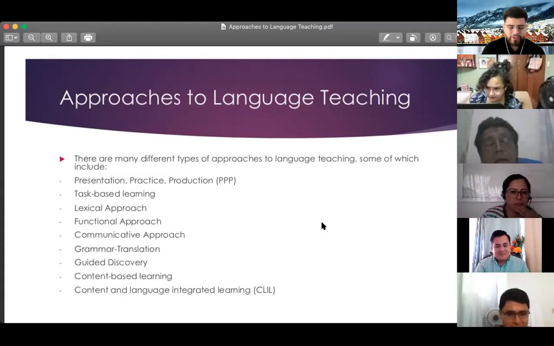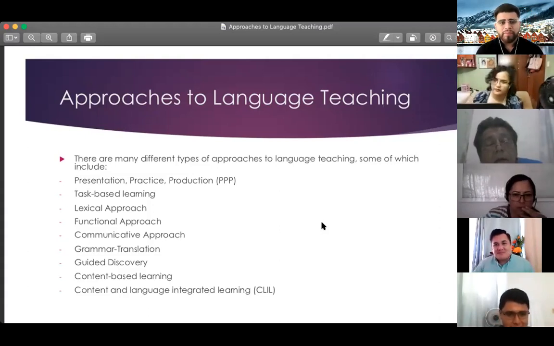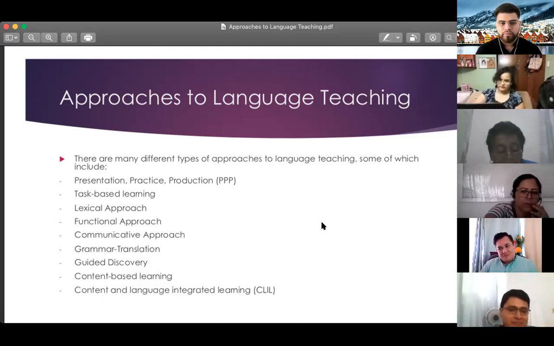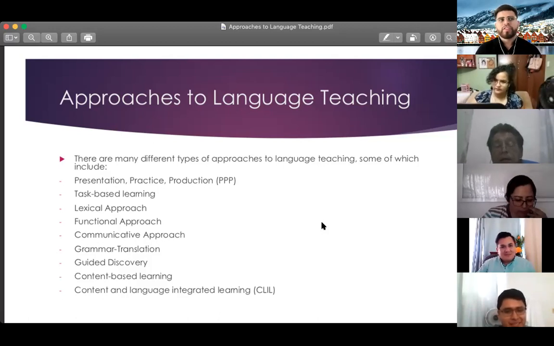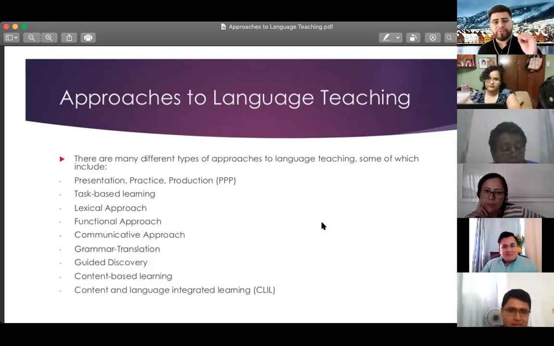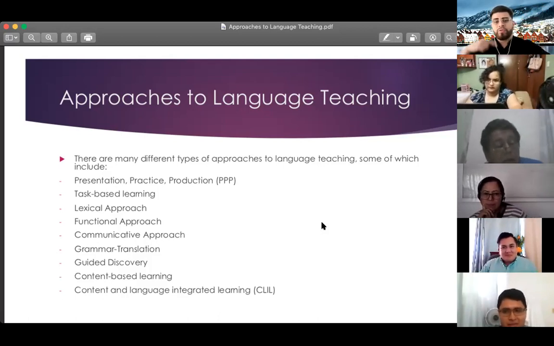Excellent. Okay, guys. So, the other approaches, I don't know what is guided discovery, content-based learning, and the last one, content and language integrated learning. I haven't heard them. Okay. So this is what I'm going to do. I'm going to explain each approach, and then I'm going to ask you the question again. What approaches do you use in your class?